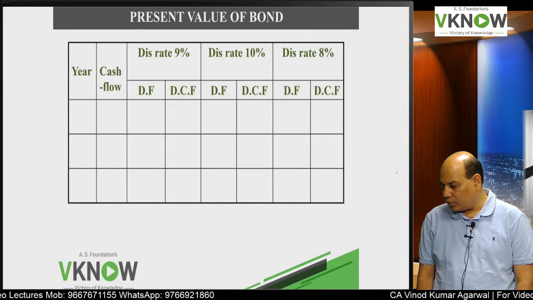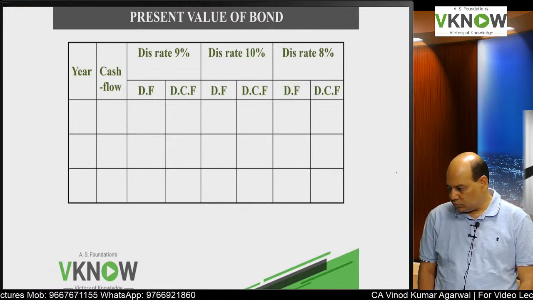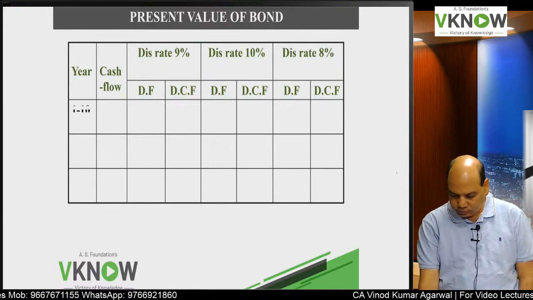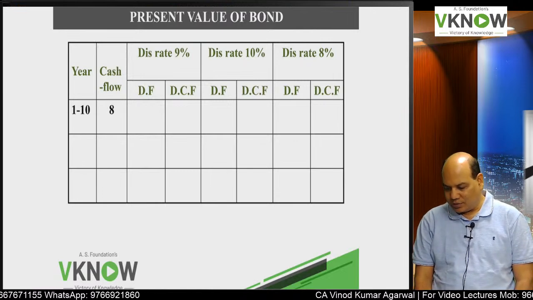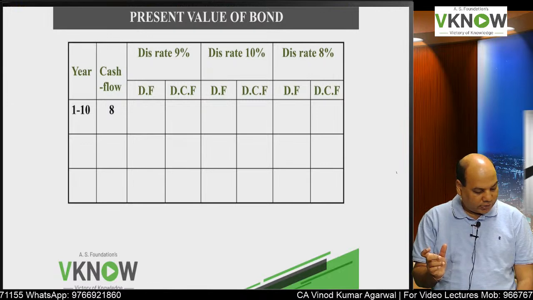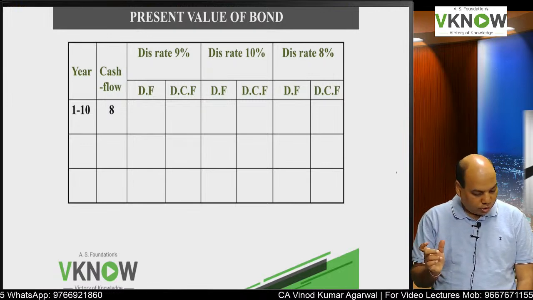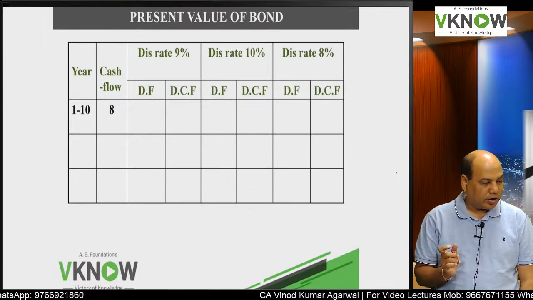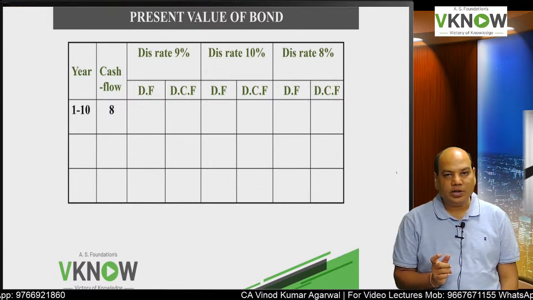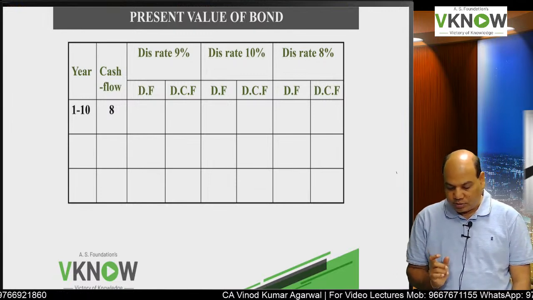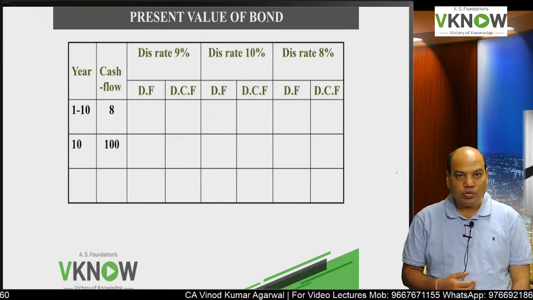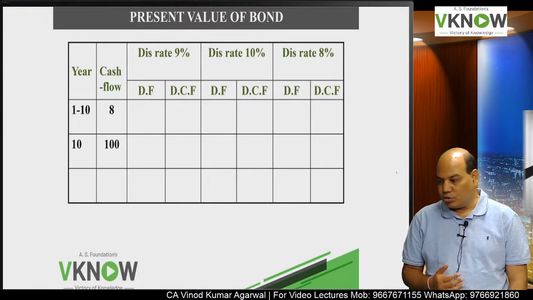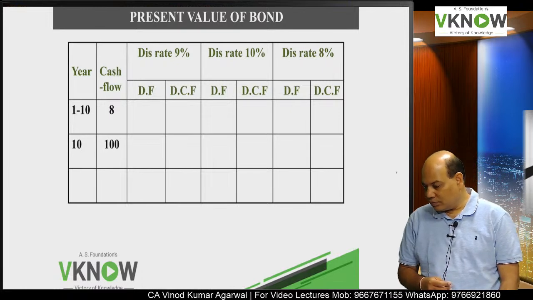Have you drawn the format now? So write 1-10, the bond has 10-year life. Coupon will be 8% of 100, 8 rupees. And year 10, redemption value 100 rupees. So just use your calculator a little fast.